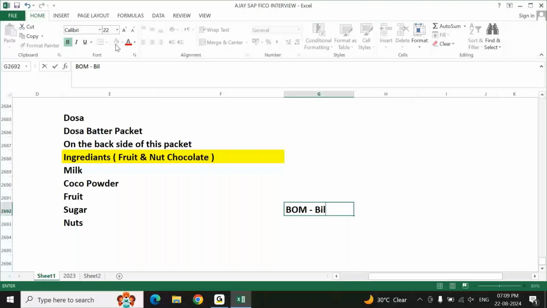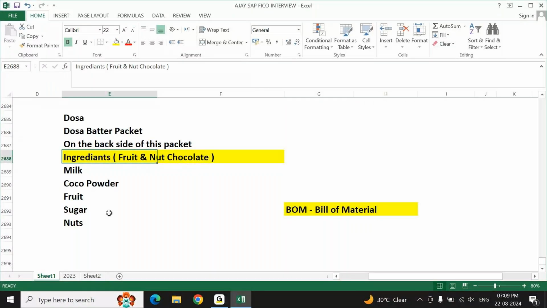Now this bill of material is nothing but ingredients, I'm telling. Am I correct? I'm saying BOM is nothing but ingredients on any packet, if you turn the backside. Is my statement correct? Yes. And quantity. Right? The quantity is different. Okay? This is the bill of material.